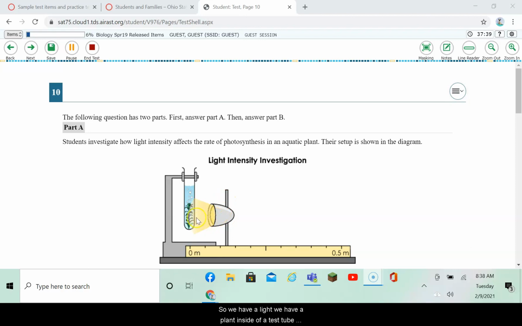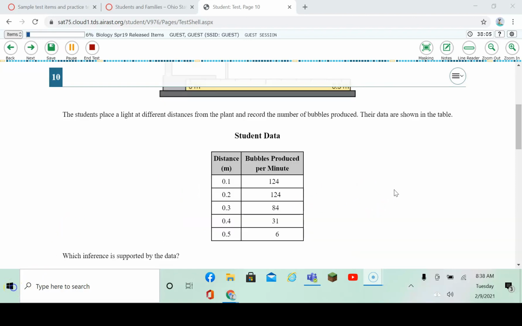So we have a light, we have a plant inside of a test tube with water, and some bubbles are coming out of it. And we can see that we can move the light closer to the plant or farther away from the plant. The students place a light at different distances from the plant and record the number of bubbles produced. Their data are shown in the table.